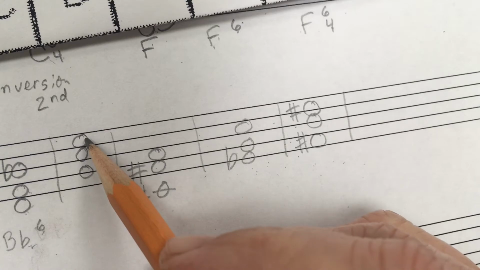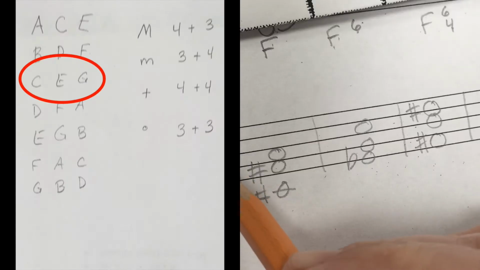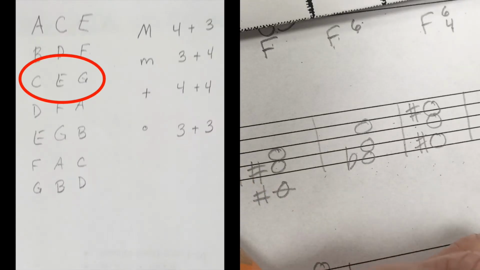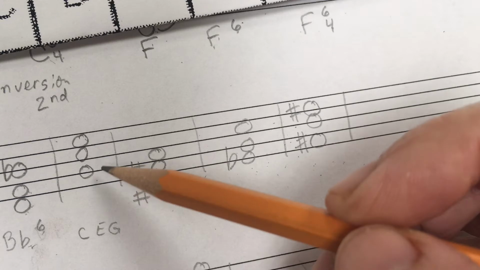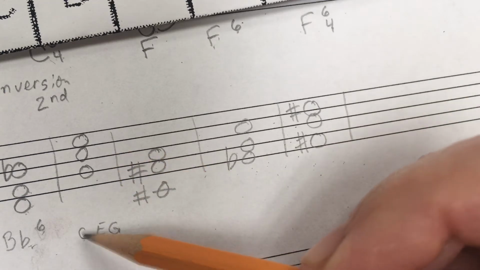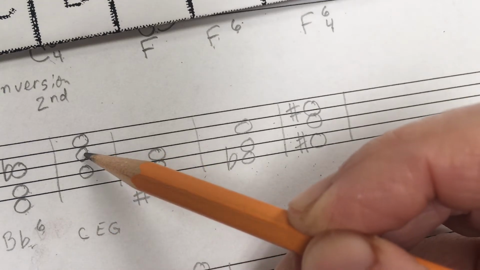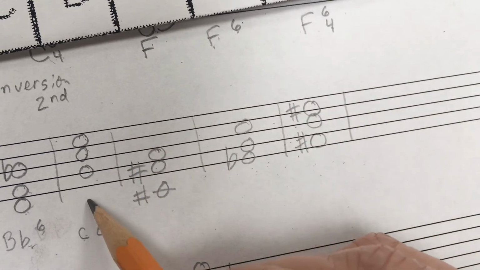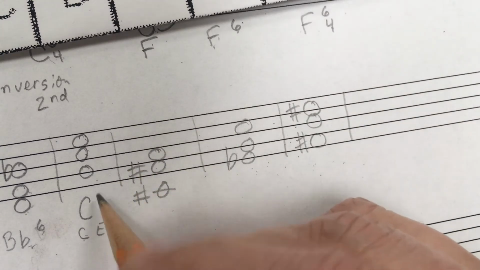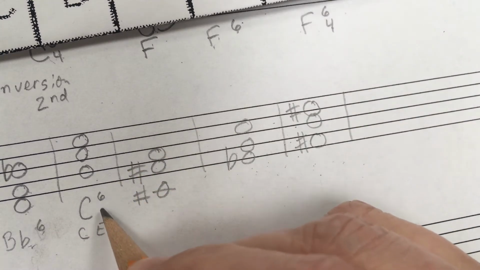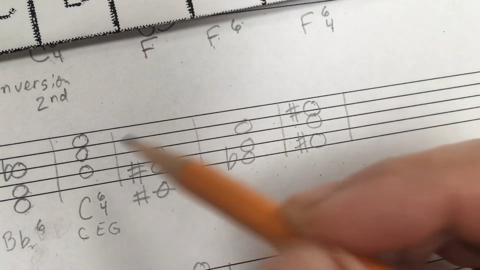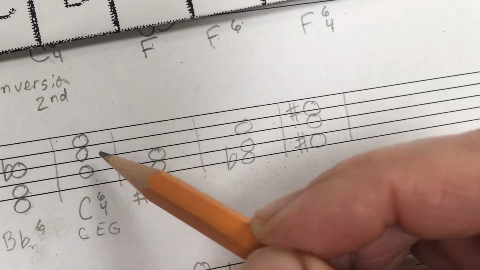G, C, and E. Let's write those so they are in triad order. C, E, G. Where is the root? We know the root is C. C is in the middle. Therefore, we know this is a C chord in second inversion. So that's a 6/4. Now what about the quality of the chord?